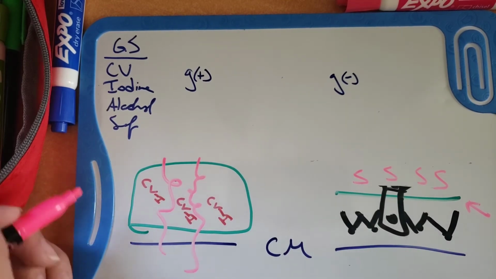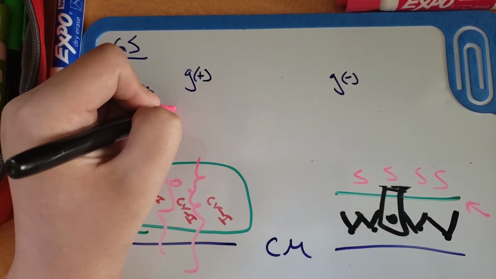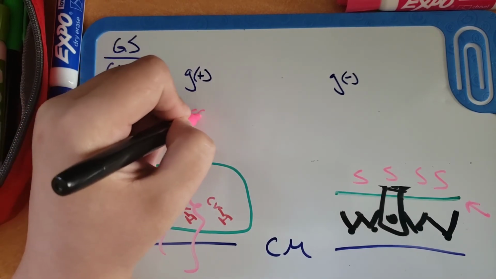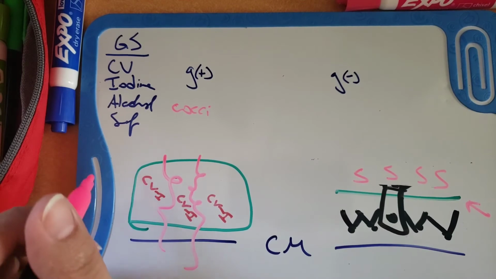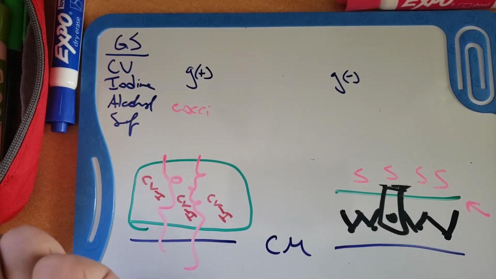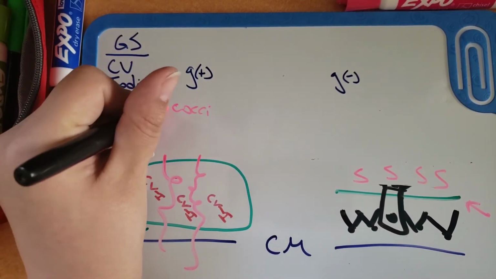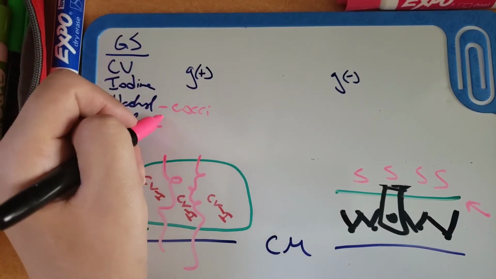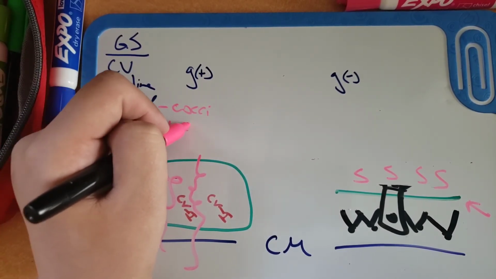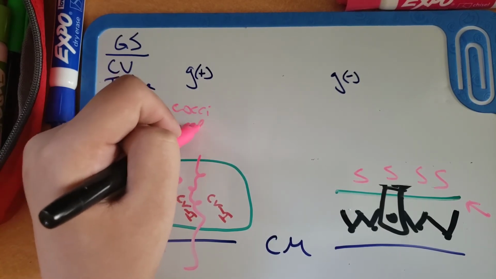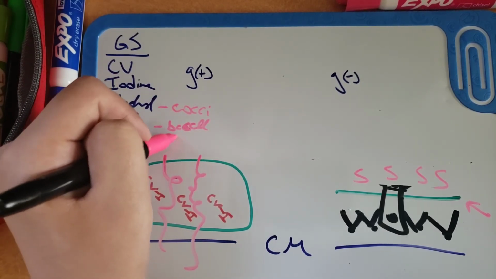So gram positive bacteria will be any cocci, so Staphylococcus aureus, Streptococcus aureus, Enterococcus faecalis, so any of those. And also gram positive rods would be any Bacillus species, and then Clostridium as well.